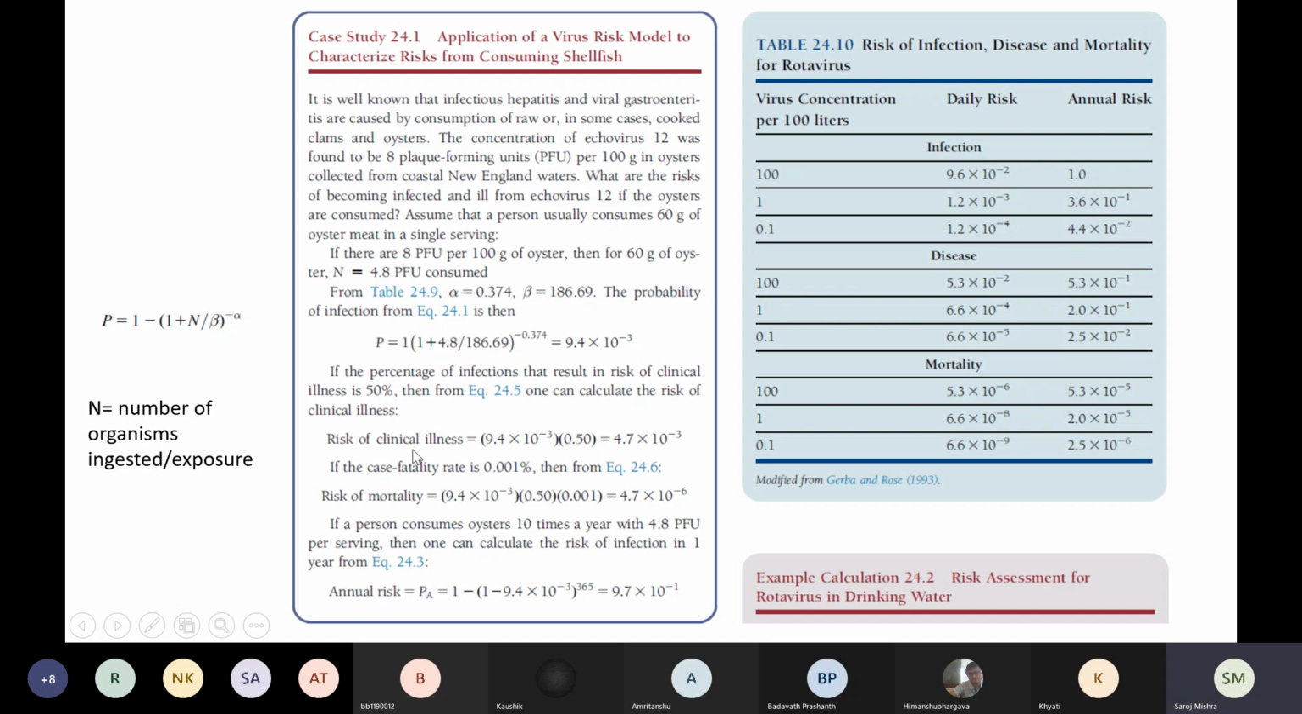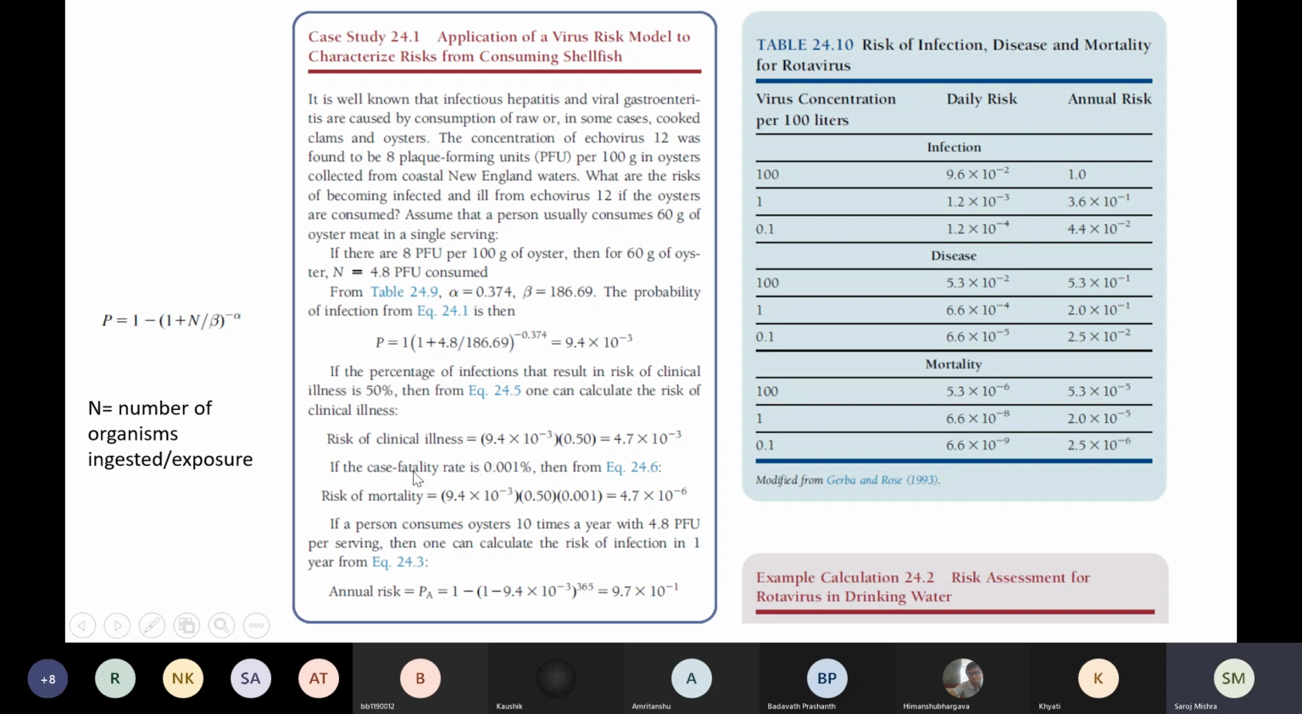Now, very interesting, you move on. Consider the percentage of infection that results in clinical illness, because infection doesn't mean that there is a clinical illness. So you have been infected, you have been exposed, but then you may not develop the symptoms at all. But they have calculated that there is a 50% probability. If that is the case, then the risk of clinical illness becomes 50% of this number. So the number which you get is right here, which is 50% of this number.